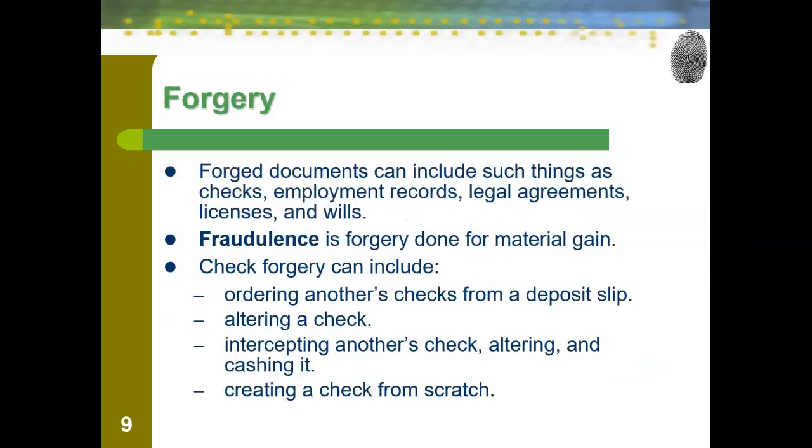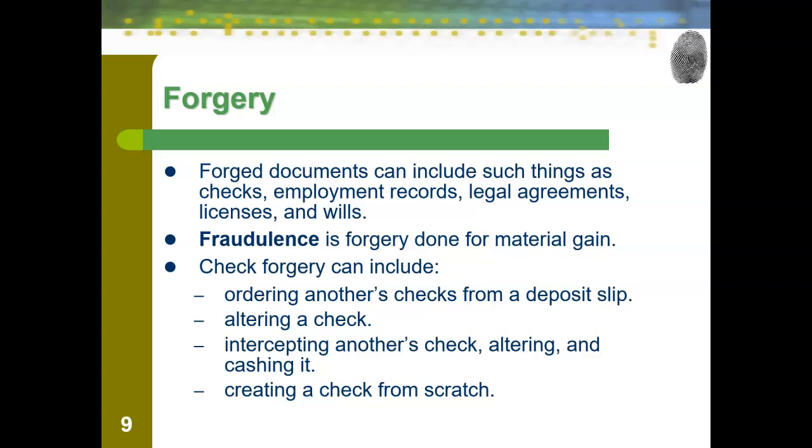Now, another big area of this field is forgery. So, forged documents can include things such as checks, employment records, legal agreements, licenses, wills. It's a big area. So, fraudulence is forgery done for material gain, meaning getting money or objects in return. So, like you can see how a will would also fall under the category of fraudulence because chances are you're trying to get money or something in return.